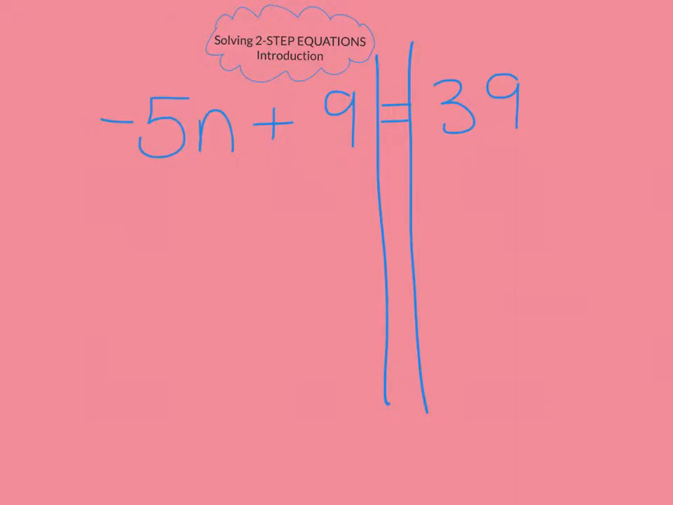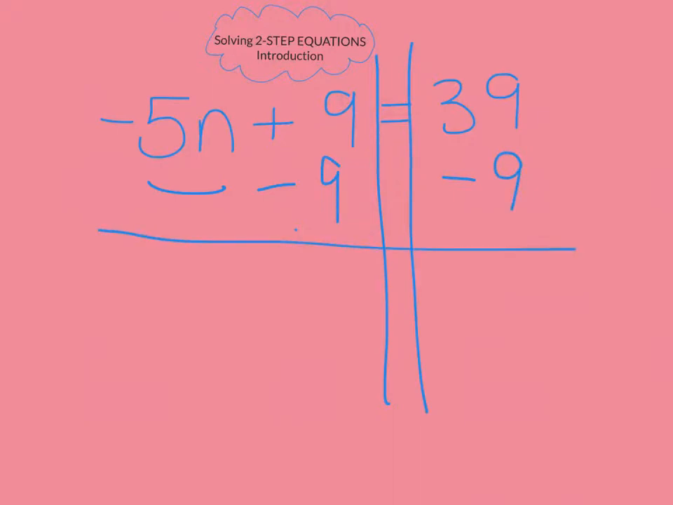Alright, so I'm looking and I see that my variable term is negative 5n, so I'm going to subtract or add away whatever is around the variable. And I see positive 9 or plus 9. So I'm going to do the inverse operation, or the opposite, to get rid of plus 9 or positive 9, and I'm going to subtract 9. So if I subtract 9 from this side, I have to subtract 9 from this side.